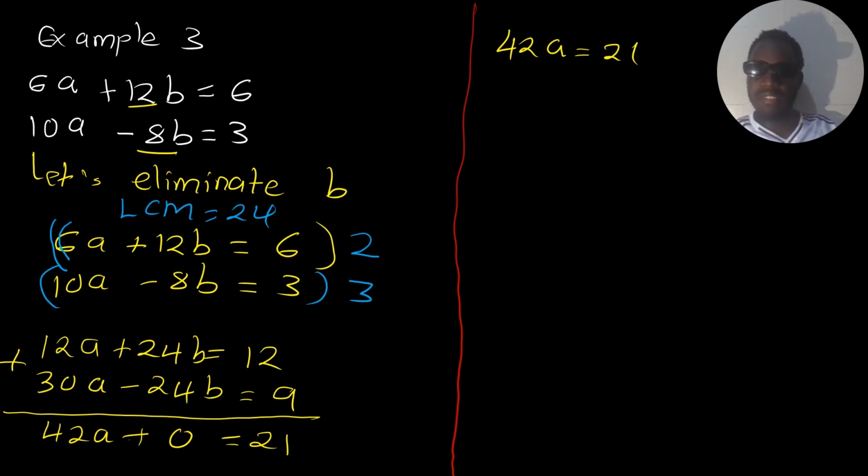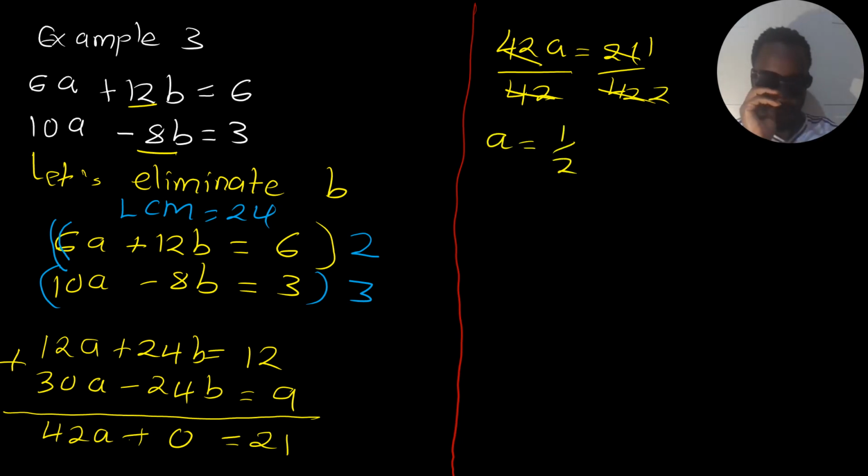So for us to find the value of a, we'll have to divide both sides by 42. Divide this by 42, divide this by 42. Here one, here twice. So a is equal to 1 over 2. So 1 over 2 is the value for a. Now you have to find the value for b. For that, you can substitute the value of a in the first or second equation.